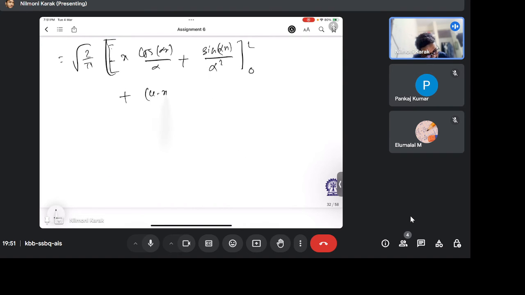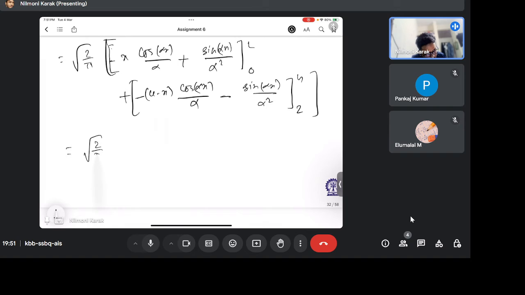So 4 minus x into cos alpha x by alpha, and this is minus, similarly but minus should be there because of 4 minus x. The derivative of 4 minus x is minus 1, and this is sine alpha x by alpha square. Okay, 2 to 4.